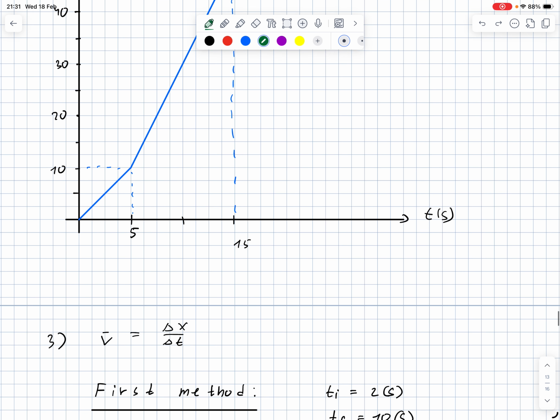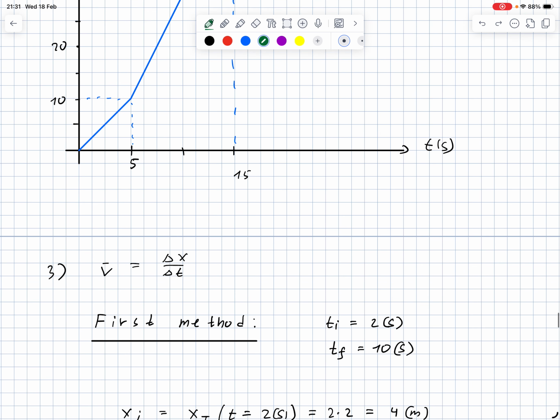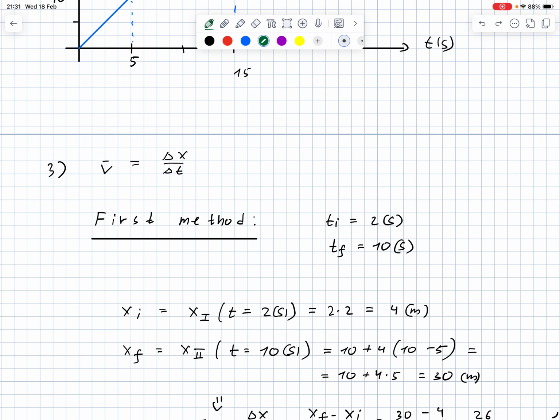Okay, now the third part, we need to calculate average velocity. The formula for average velocity is v average equals delta x divided by delta t. Now I'm gonna use two methods to calculate this average velocity. The first method is when we're gonna use the function x of t.